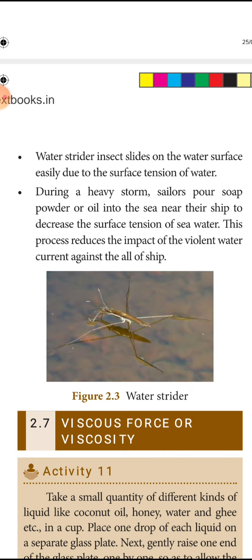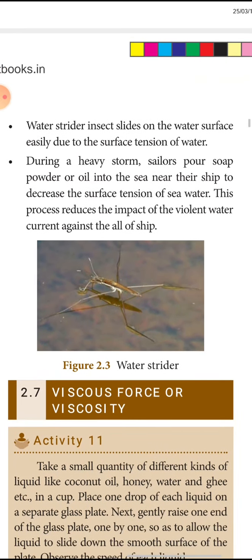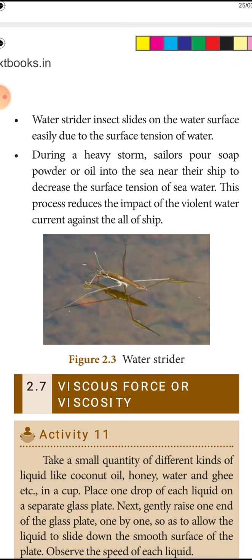If you pour some oil on the water, the surface tension will reduce, and the insects will submerge and die during the rainy season. That's why we are requested to pour some oil or soap on stagnant water. It reduces the surface tension of water and makes the insects submerge and die. The water strider insect slides on the water surface easily due to the surface tension of water.